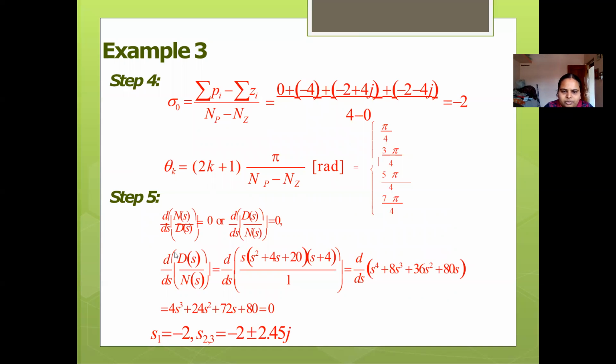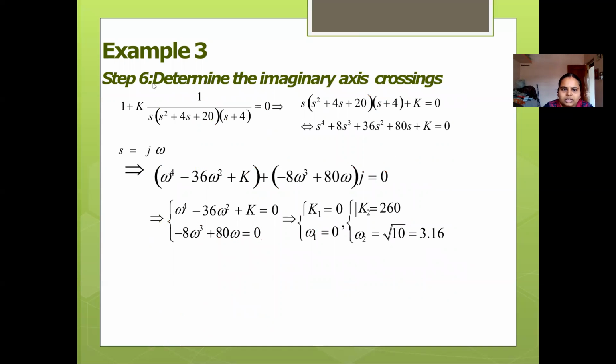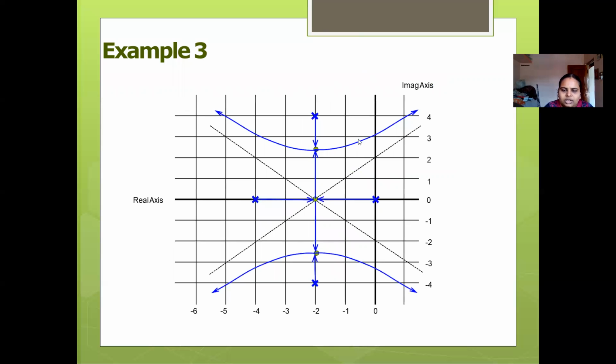This is how we are going on, step by step. Next, to determine where the root locus crosses the imaginary axis, you substitute s equals j omega, simplify the numerator part, set it equal to 0, and solve with the K. Then you will get K1 as 0, omega 1 as 0, K2 as 260, and omega 2 as 3.16. This is how the root locus is going to be visible after doing that.